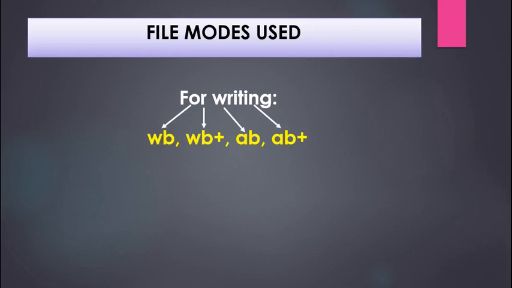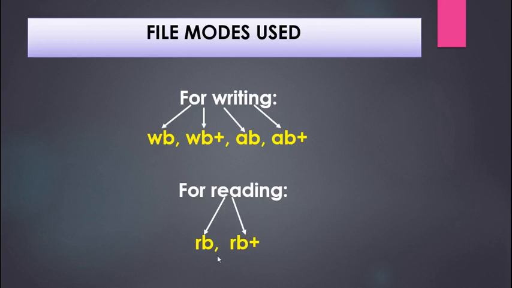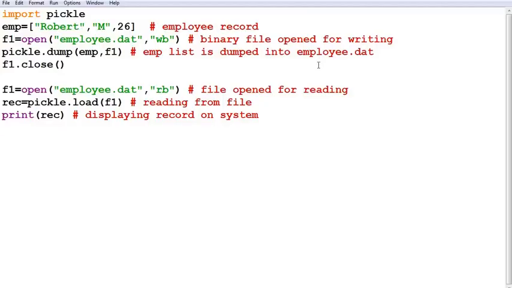Now wb means writing in binary file. wb+ means reading and writing both in binary files. ab means appending in binary files. ab+ means appending, reading and writing all operations in binary files. For reading purpose, we have two file modes, rb and rb+. rb means reading from binary files, and rb+ means reading and writing both in binary files.